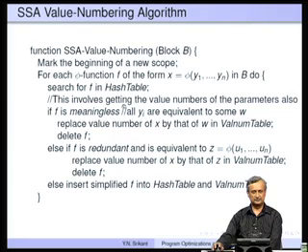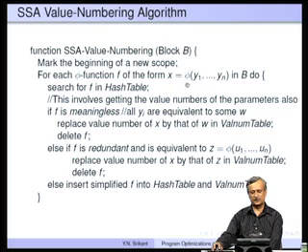Now, let us look at the SSA value numbering algorithm in a formal manner. Mark the beginning of a new scope. So, the basic block B is the parameter. For each Phi function f of the form x equal to Phi of y1 to yn in the basic block B, do: search for the function f in the hash table, where the name is x and the parameters are y1 to yn. So, this involves getting the value numbers of the parameters. So, you have to dig into val num tables, get their parameters, etc.